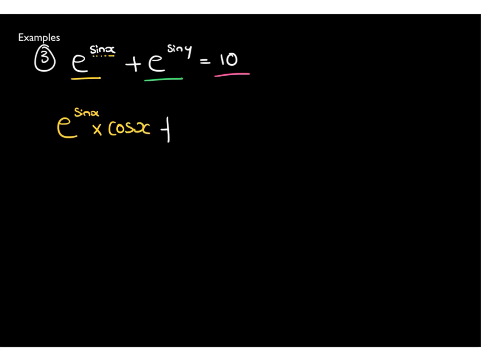The next part has to be done implicitly, so e to the sine y differentiates to e to the sine y, but the derivative of the inner function here, differentiating sine y, is cos y dy by dx. There are so many layers to this.